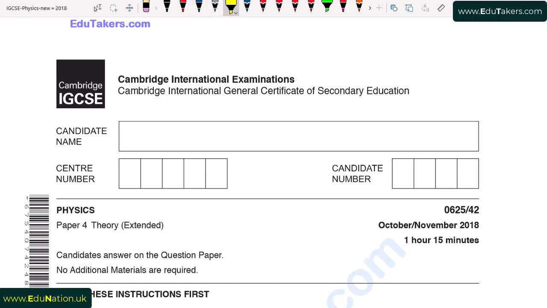Today we are going to solve Cambridge IGCSE Physics Paper 4 Theory Extended, held in October-November 2018, and the paper code is 0625 with variant 42. So let's start from question number 1.